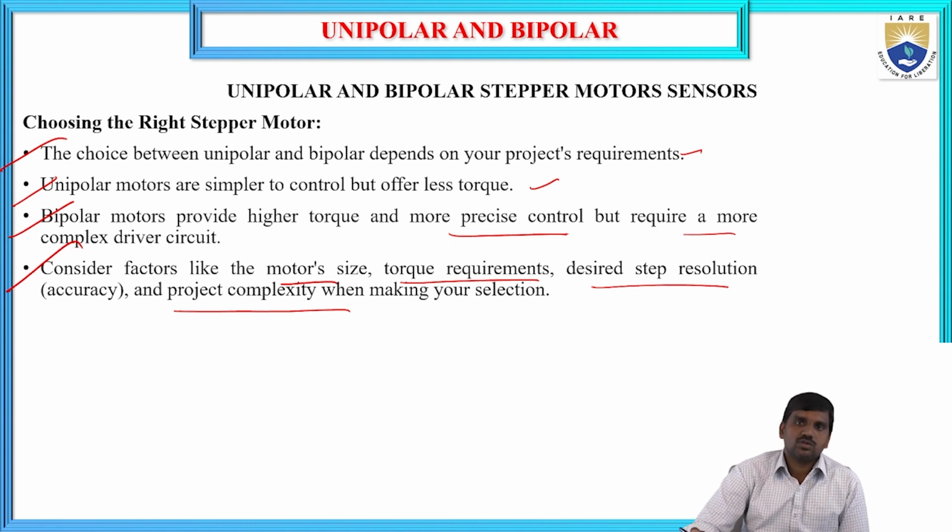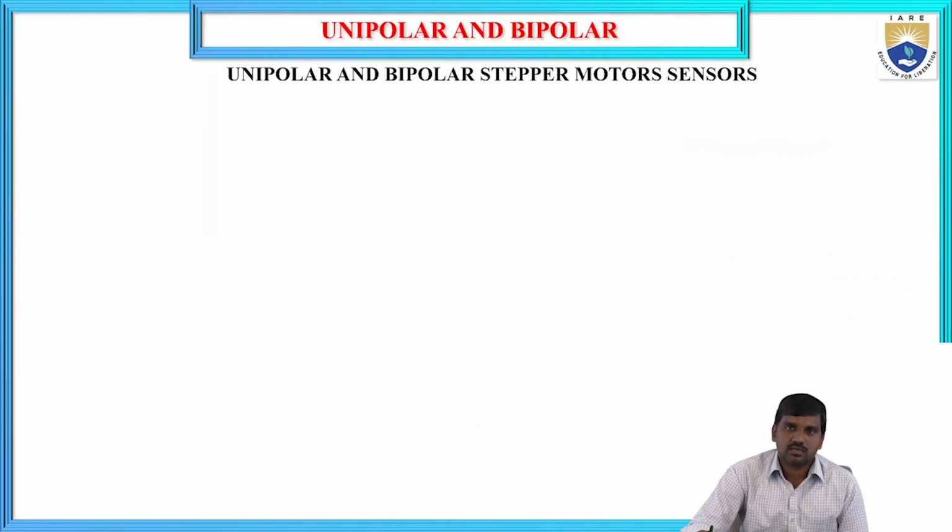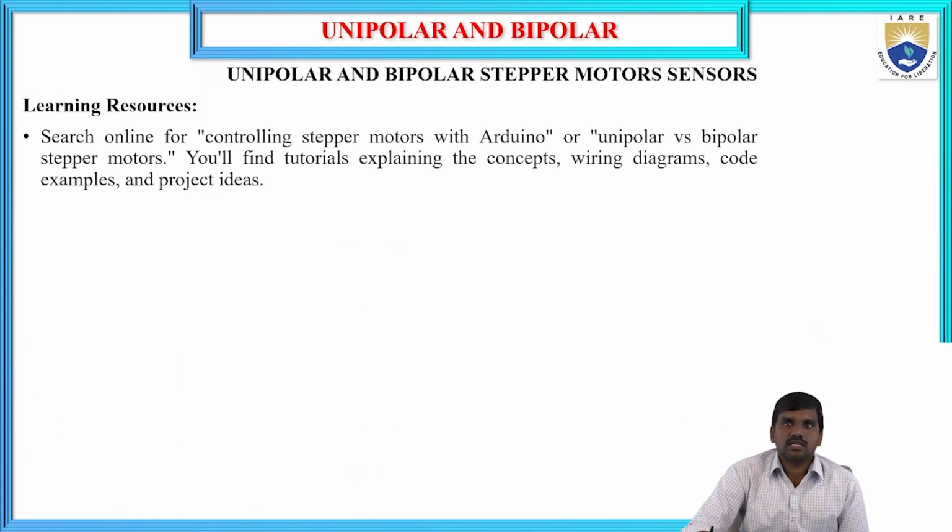Whether unipolar or bipolar, you choose unipolar. There is one disadvantage if you choose bipolar. In order to overcome that, we try to implement the possible things on an IoT project. So those are the steps to choose, and the learning resources.